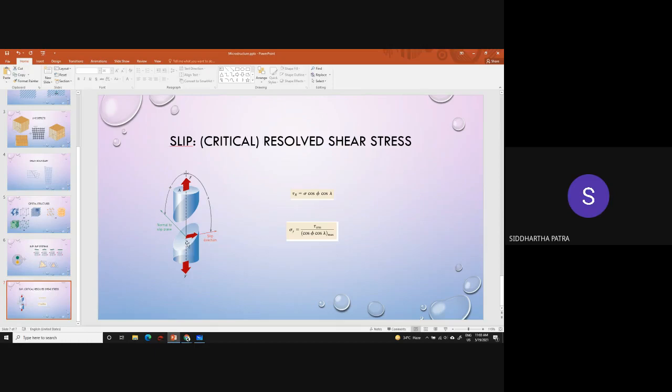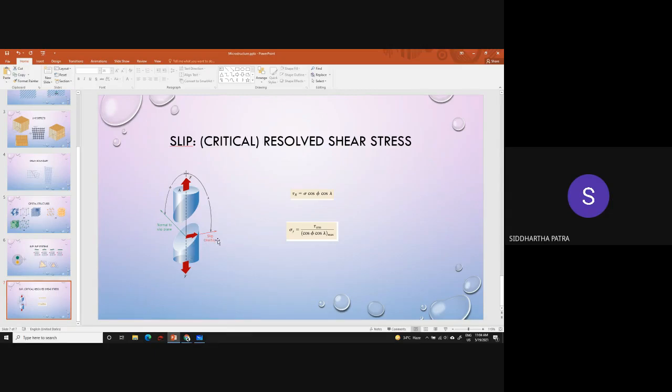Whenever a component of stress is acting on a given plane, the component lying on that plane is a shear component, right? So that shear component, the resolved shear stress, has the expression sigma times cos phi cos lambda. Now phi is the angle between the normal to the slip plane and the force direction, and lambda is the angle between the force and the slip direction.